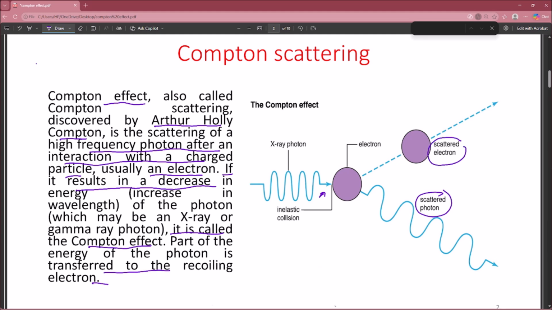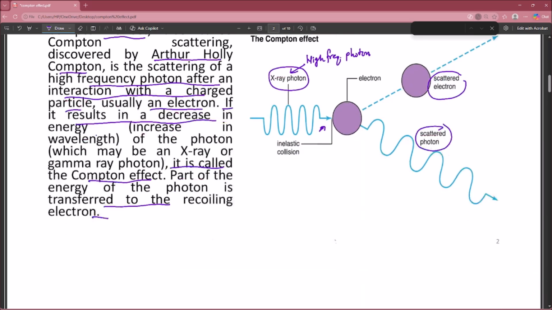So Compton discovered the scattering of high frequency photons. This X-ray photon, or high frequency photon, interacts with a charged particle, usually an electron. It results in a decrease in the energy or increase in the wavelength of the photon, which may be an X-ray or gamma photon. It is called the Compton scattering or Compton effect.